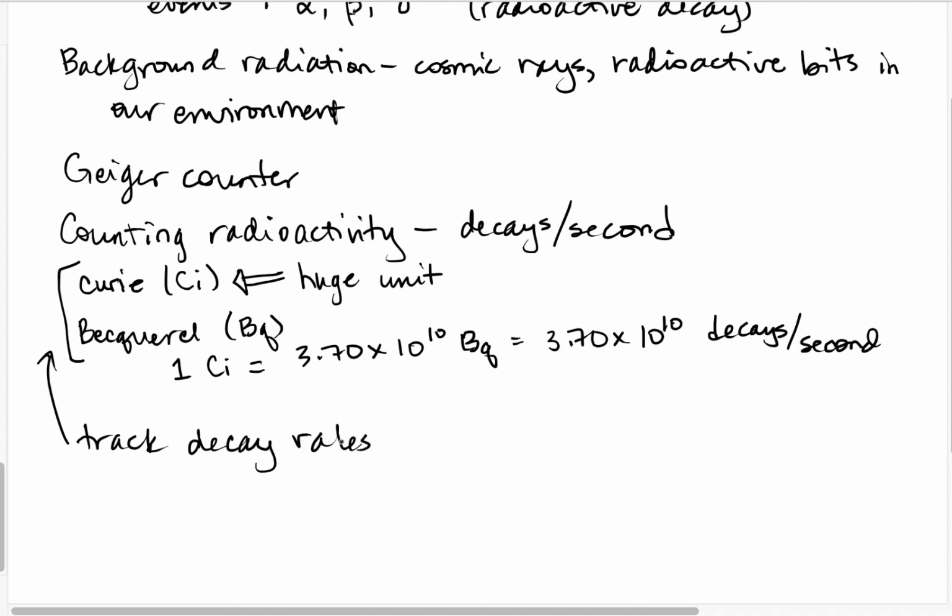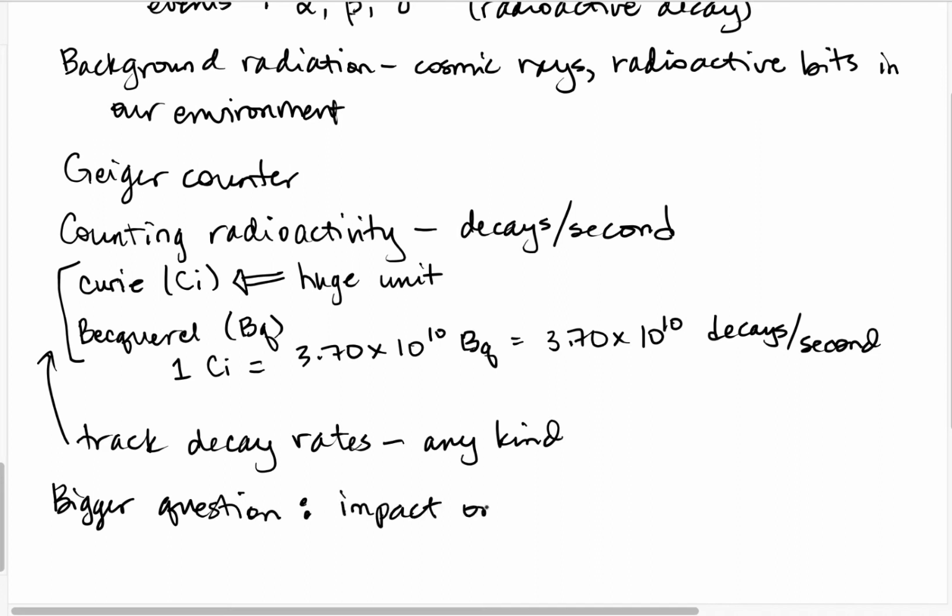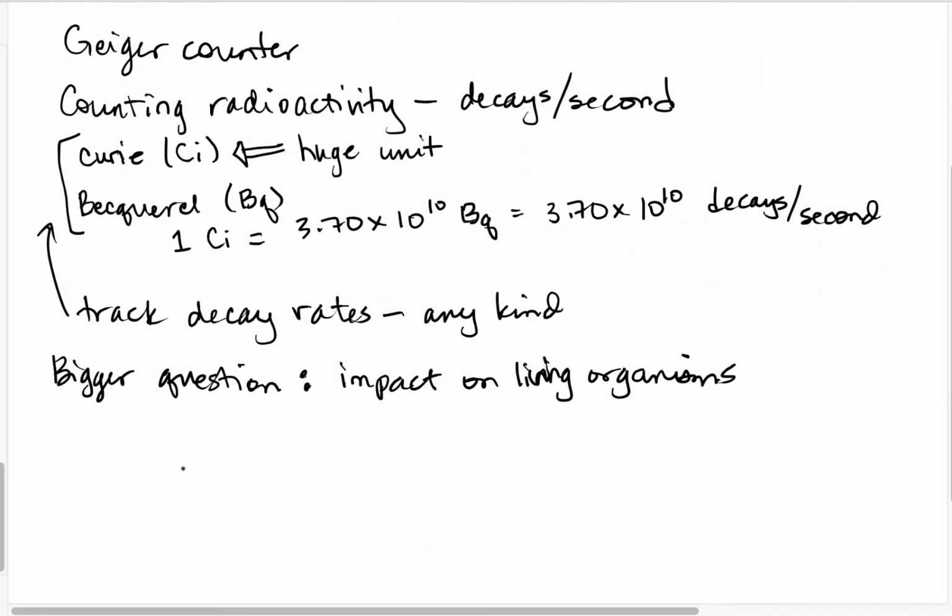But these also don't distinguish alpha, beta, and gamma radiation. It's any kind of decay, any kind of radioactive decay. So rather than just tracking decay rates, our bigger concern is what is this doing to living organisms? What is the impact on living organisms of whatever the amount of radiation there is?